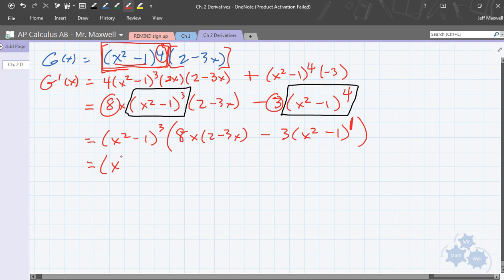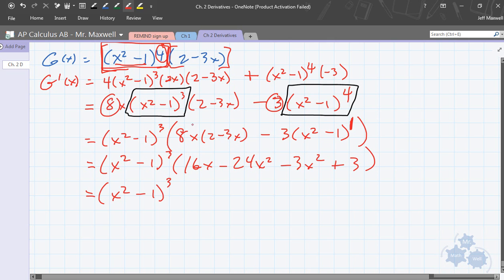So we're going to gather like terms inside this other factor. So this is going to be 16x minus 24x squared minus 3x squared plus 3, which is x squared minus 1 all cubed. All right, that's how it looks. So that should be the answer there, yeah.